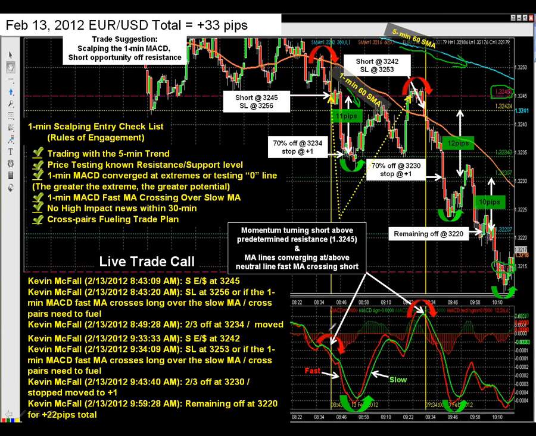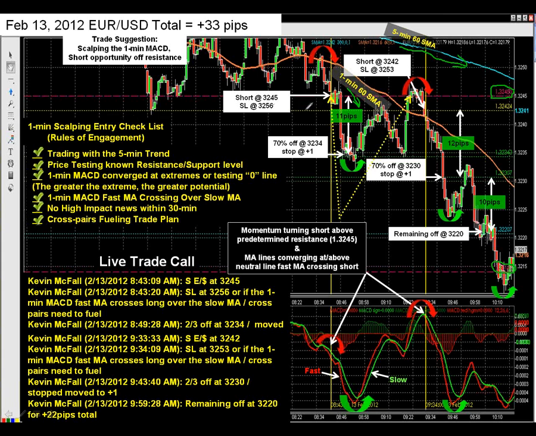So we simply look for confluence of indicators, and we teach that more in our trade room as well. But more simply put, you can just go through our scalping entry checklist, called our rules of engagement. First, you answer some simple questions. The more that you can check off, the higher the probability of a successful trade.